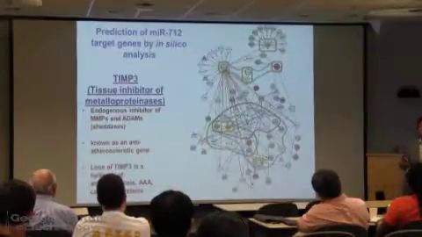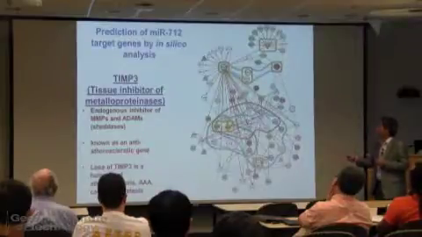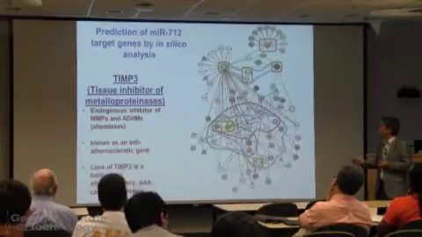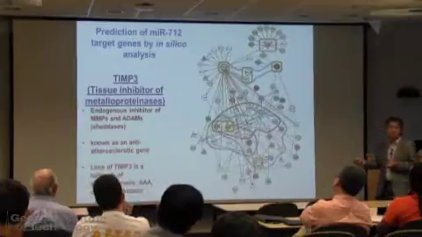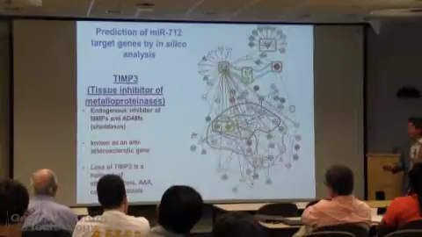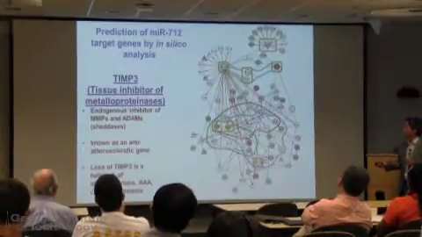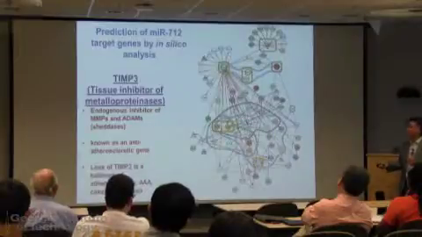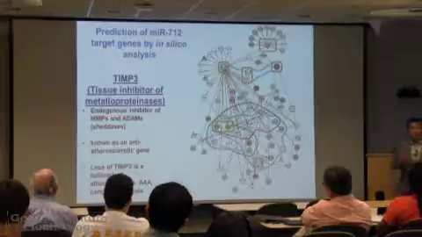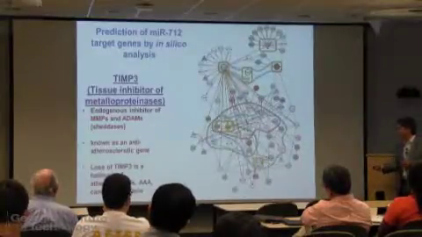And long story short, what we identified was that this microRNA targets one called TIMP3, tissue inhibitor of metalloproteinases. One of the reasons this may be very important is because TIMP3 is an endogenous inhibitor of MMPs and ADAMs. TIMP3 is well known, as well as MMPs, in atherosclerosis.